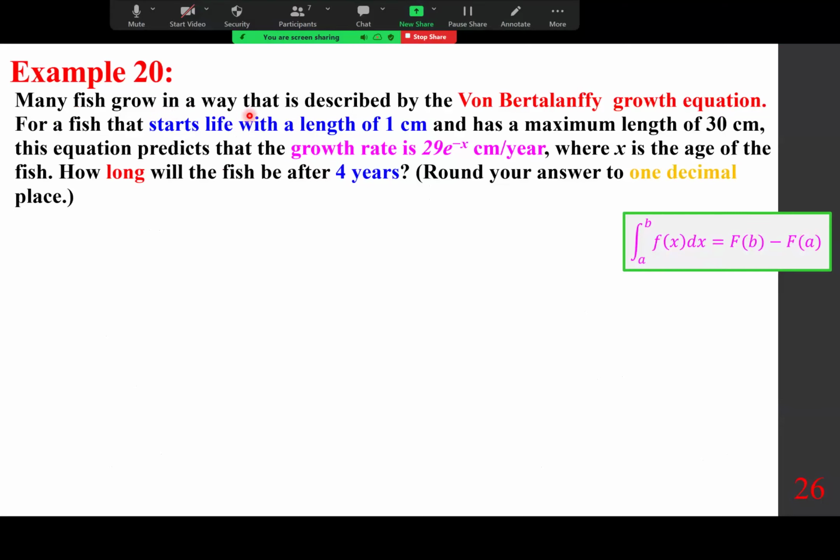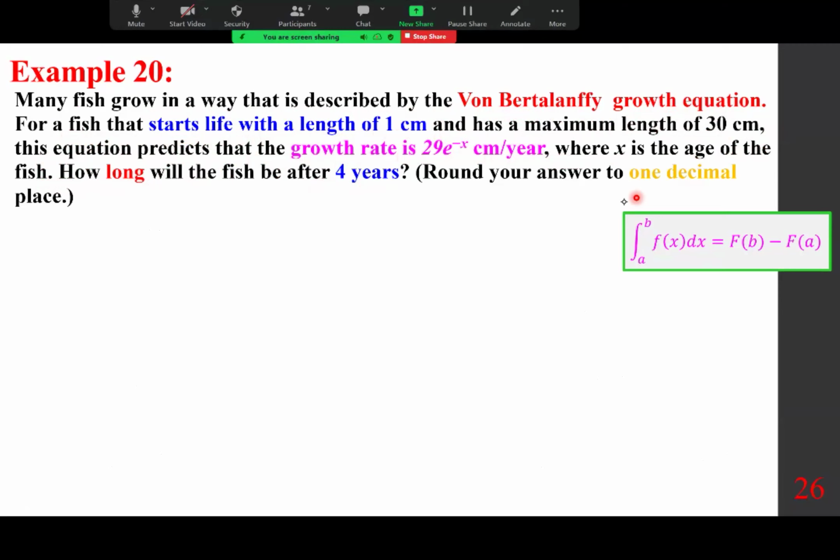Many fish grow in a way that is described by von Bertalanffy growth equation. For a fish that starts life with a length of 1 centimeter and has a maximum length of 30 centimeters, this equation predicts that the growth rate is 29 e to the power minus x centimeters per year, where x is the age of the fish. How long will the fish be after 4 years? Round your answer to 1 decimal.